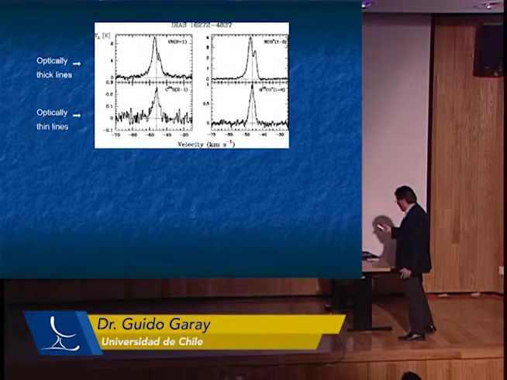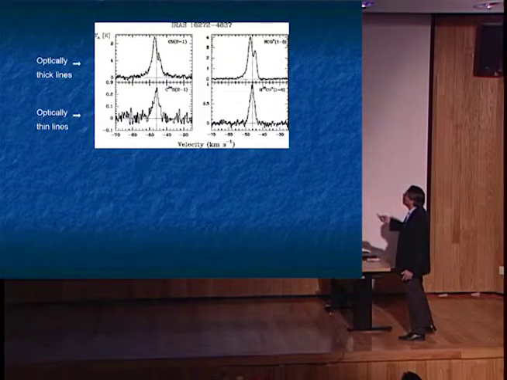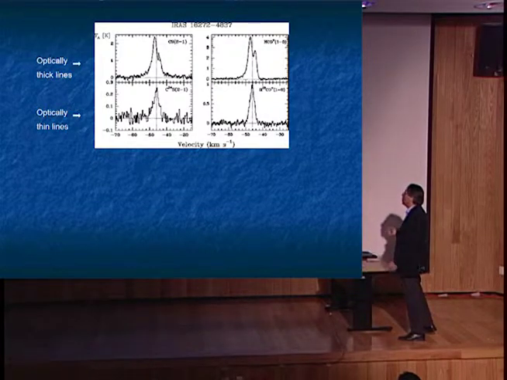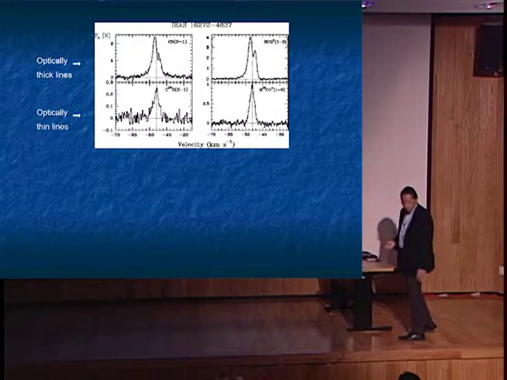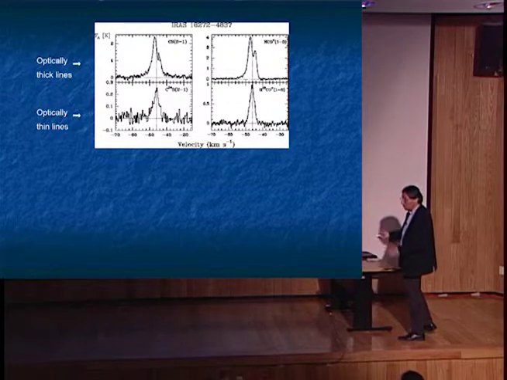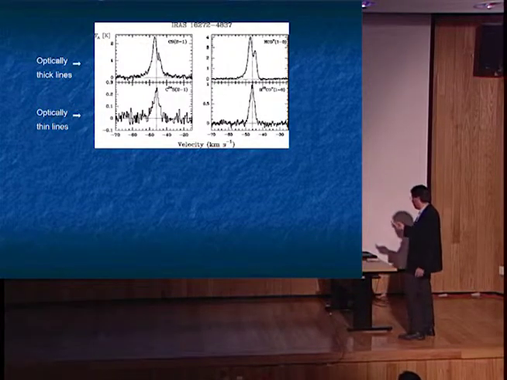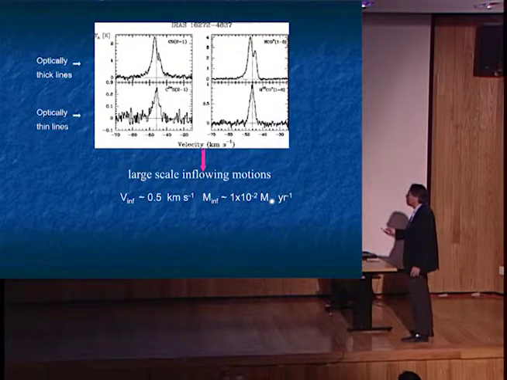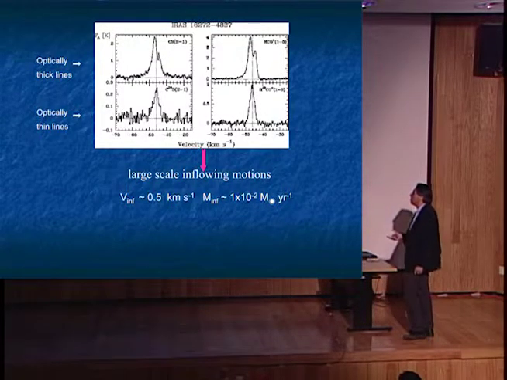From the same source, you see that we have spectra in the CS line and the HCO+ line. And again, they show exactly what you expect, the signatures, no, from infalling gas. So the gas here is also infalling at a velocity of about 1 km/s. It's not a free fall, but it's just an infalling, slowly falling cloud there. So large scale infall, with velocity in this case about 0.5 km/s. And the mass infall rate is pretty large. It's about 10⁻⁴ solar masses per year.